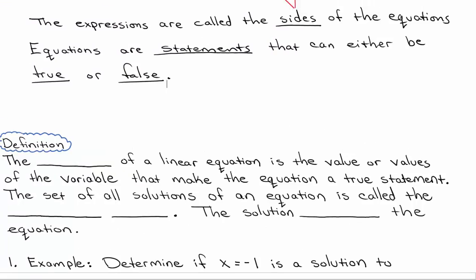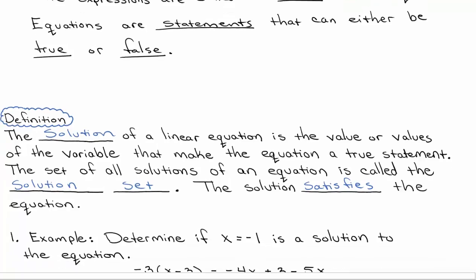Definition. The solution of a linear equation is the value or values of the variable that make the equation a true statement. The set of all solutions of an equation is called the solution set. The solution satisfies the equation. Okay, let's go ahead and do an example for this.